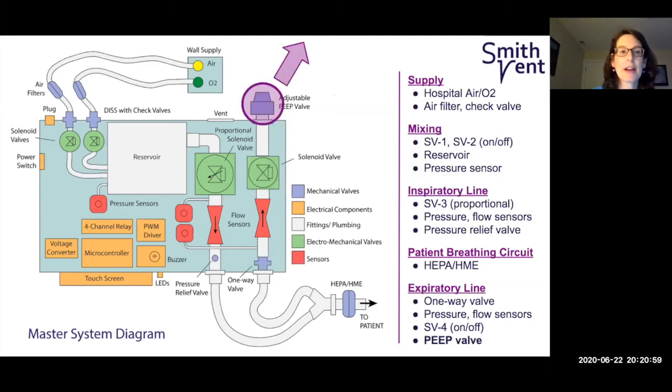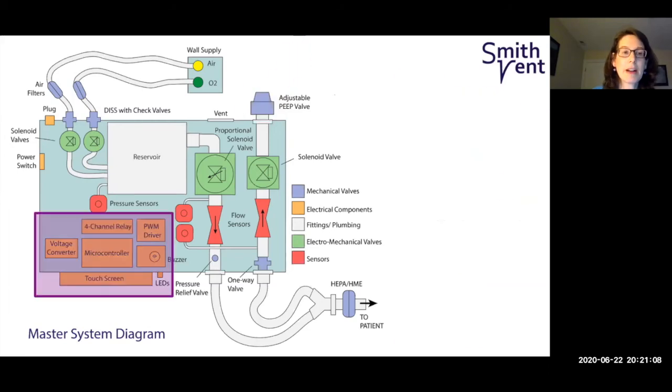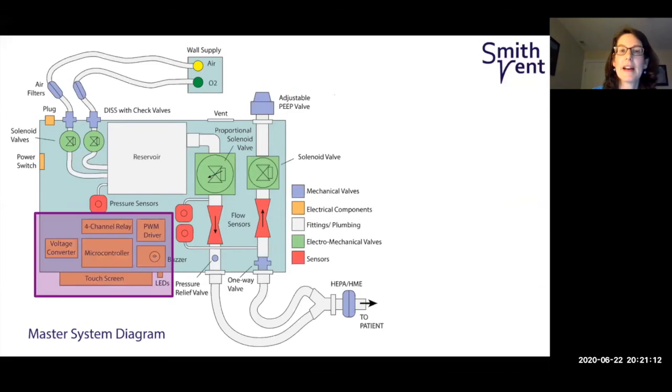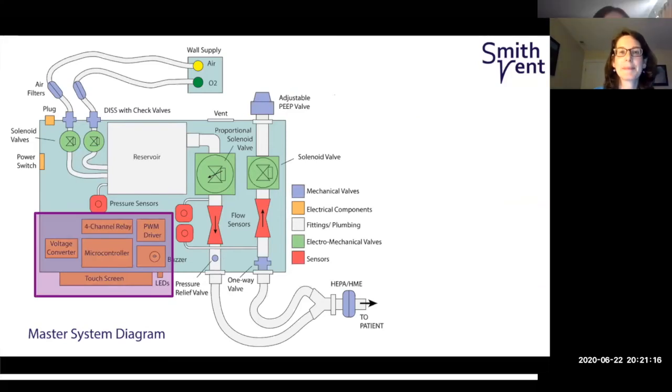And the last stop on this airflow journey is the PEEP valve, which provides a small amount of back pressure to help prevent the alveoli from collapsing. After going through the PEEP valve, the expired breath then joins the ambient air. And now I'll turn it over to Dan to explain the electrical components that control the whole system.